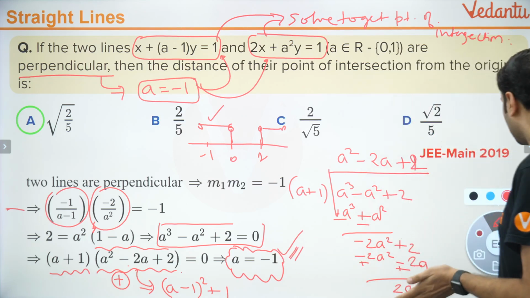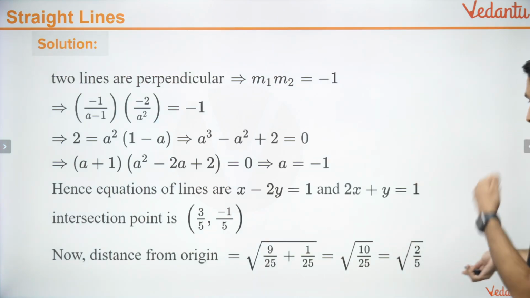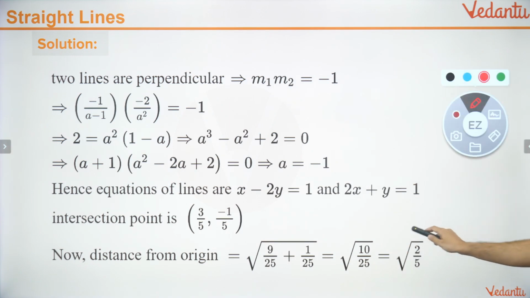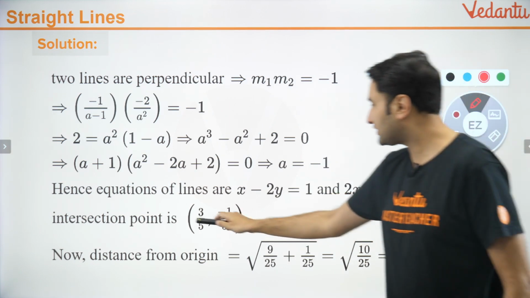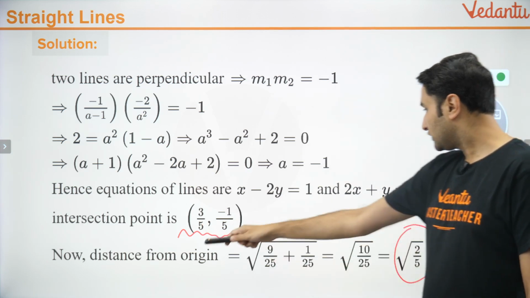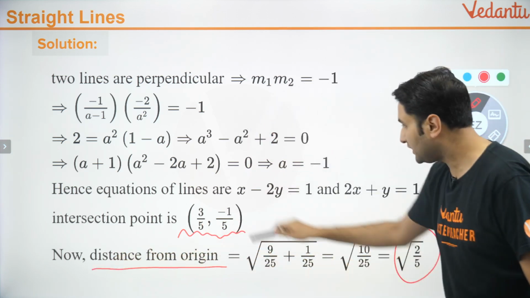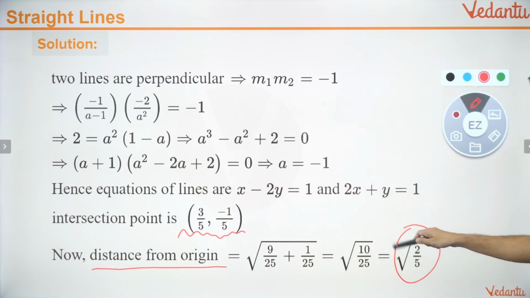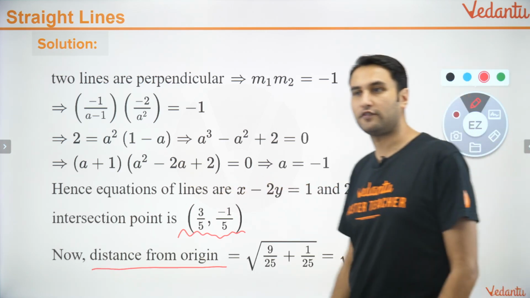Alright? Okay. Now solve this. All of you can solve it. The answer will be √2/5. The point of intersection will come out to be 3/5, minus 1/5. So the distance from origin will be the square root of this square plus this square, that is the square root of 2/5.